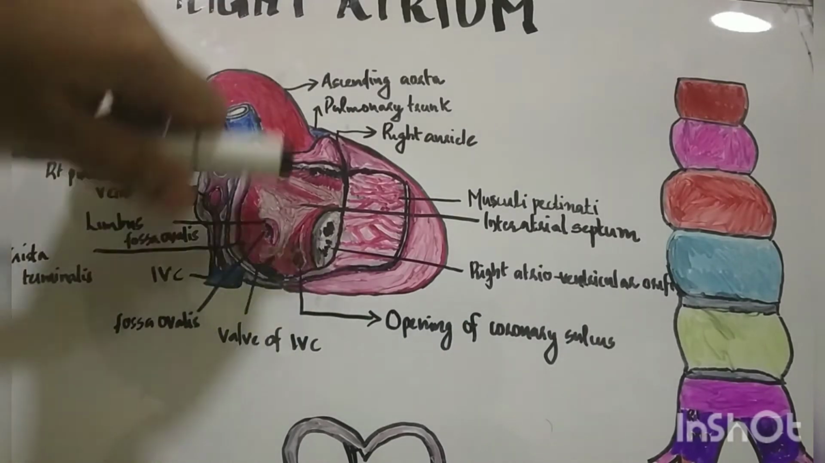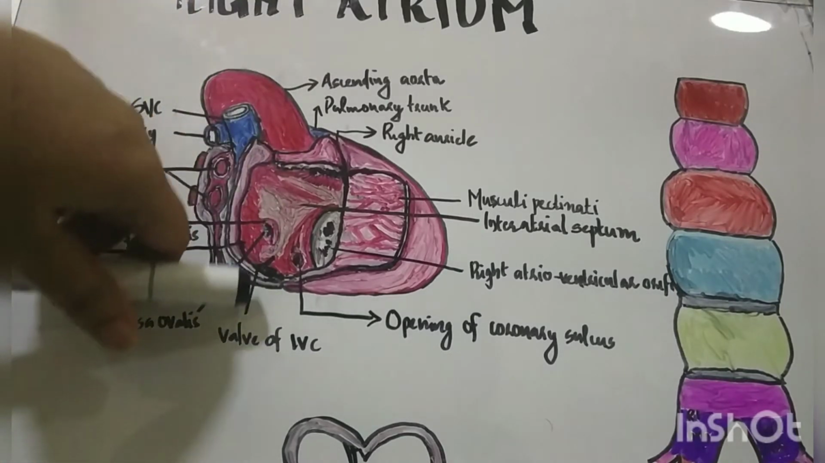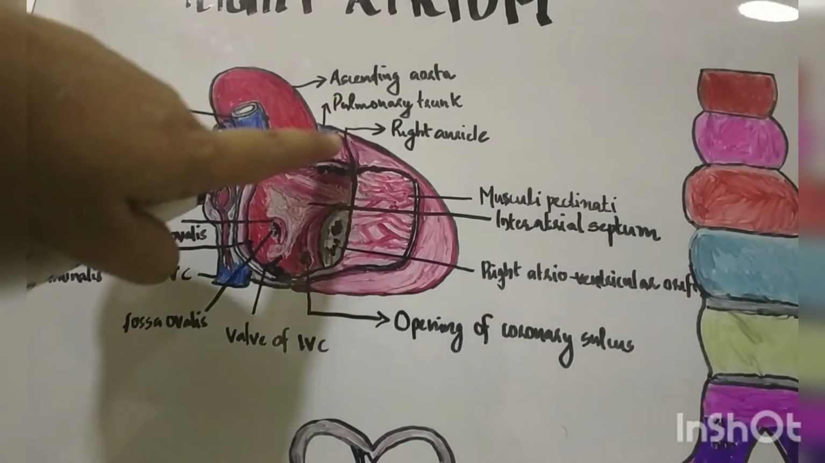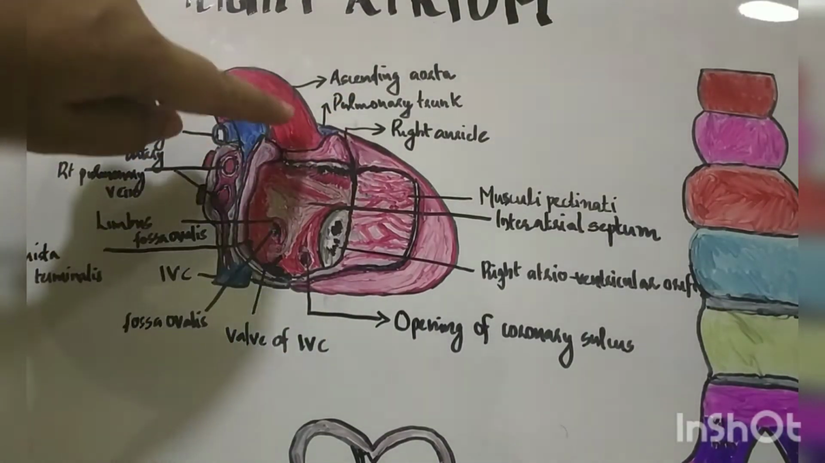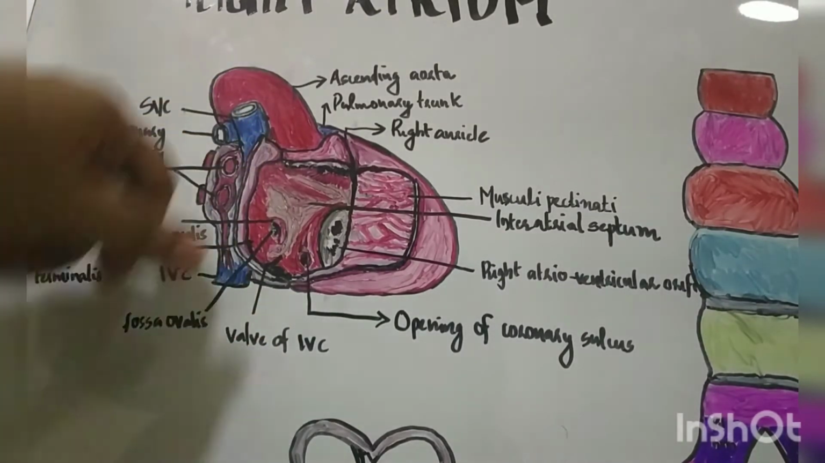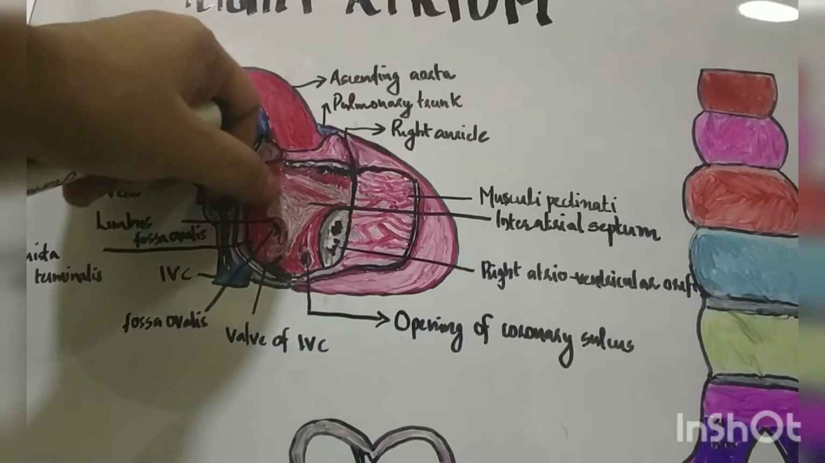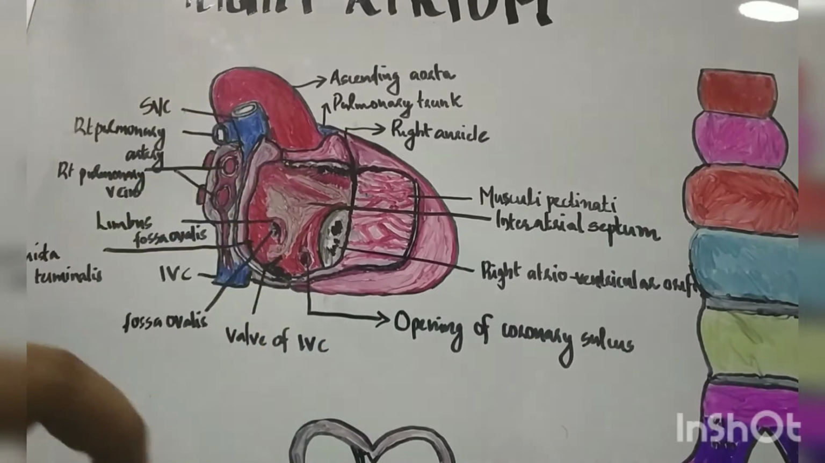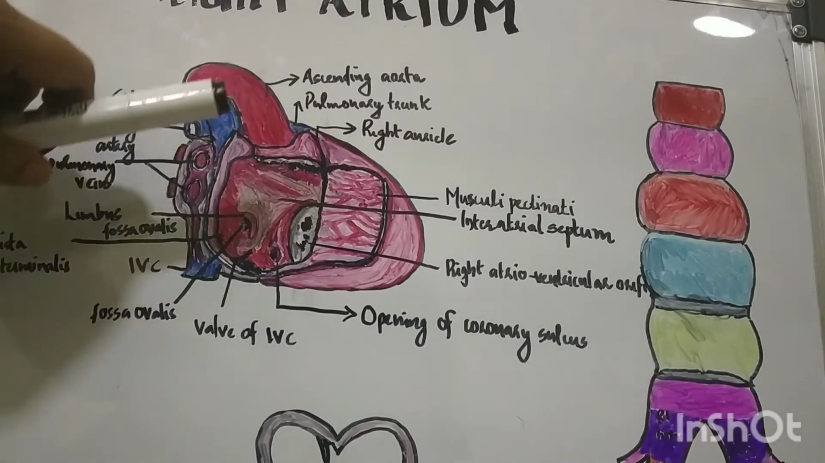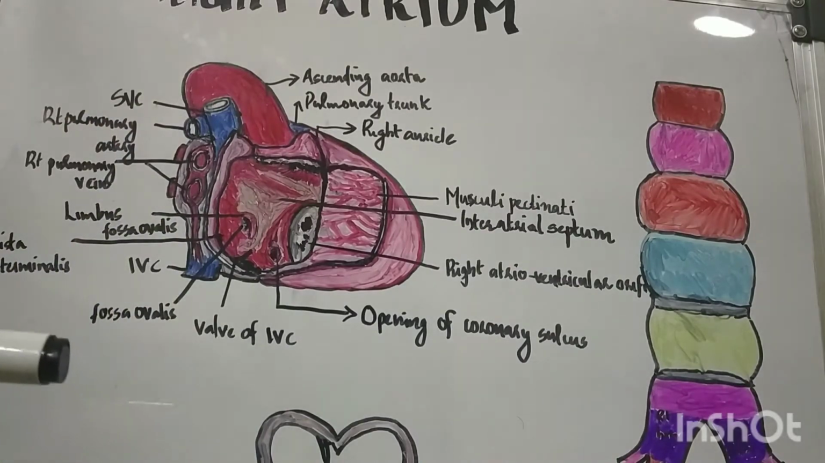The superior vena cava opens on the upper part of the chamber, and the inferior vena cava opens at the lower end of the chamber. In the right border of the right atrium, there is a shallow groove which extends from the superior vena cava to the inferior vena cava, and this groove is called the sulcus terminalis. It is formed by a muscular ridge, and that is called the crista terminalis. On the upper part of the sulcus terminalis, there is the SA node, that is the sinoatrial node. It acts as a pacemaker.